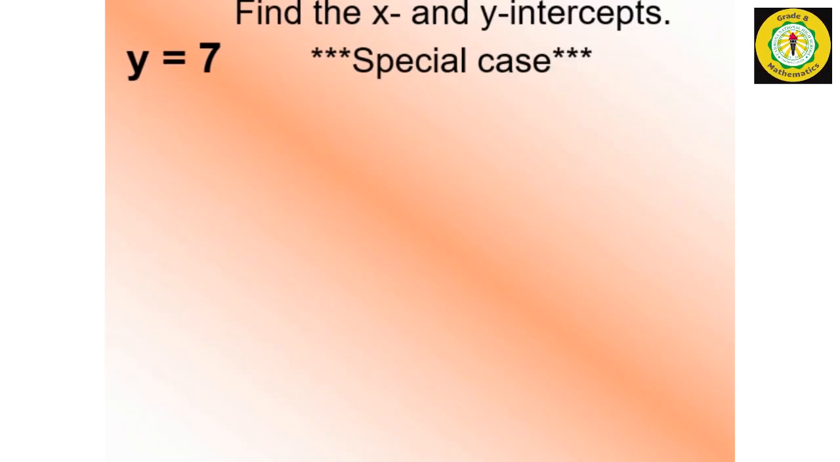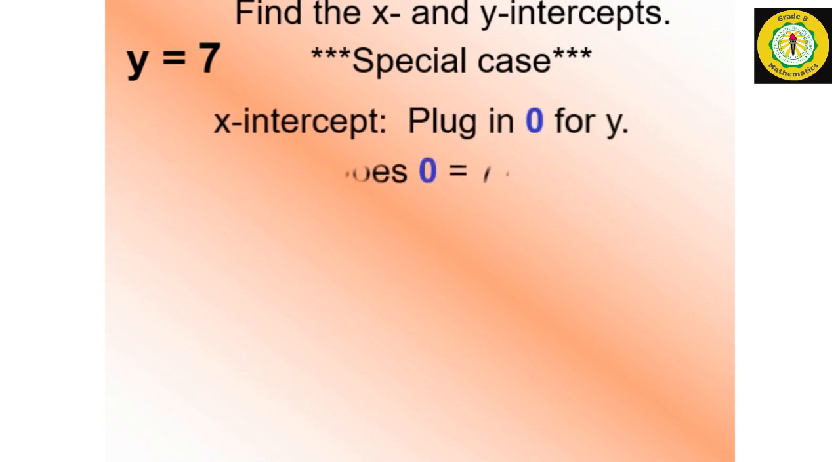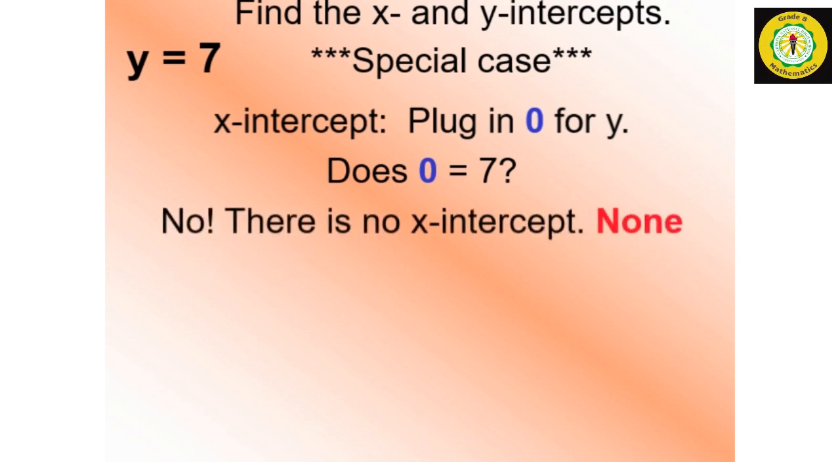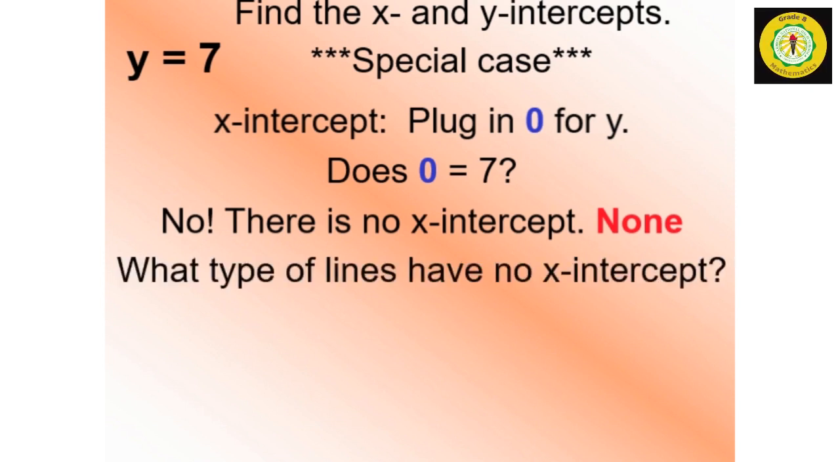Let's take an example. Find the x and y intercept of the equation y equals 7. So this is a special case. In finding the x-intercept, we need to plug in 0 for y. So the question is, does 0 equal 7? No, there is no x-intercept. So what type of lines have no x-intercept?